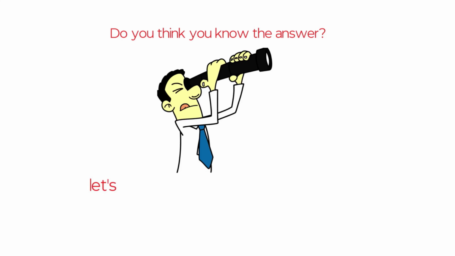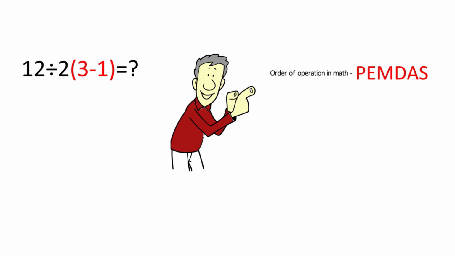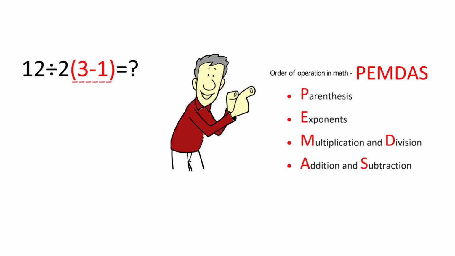The order of operations in math tells us that the first expression we need to solve is in parentheses. We first need to calculate 3 minus 1. And obviously, the answer is 2. The big question is, what do we do next?